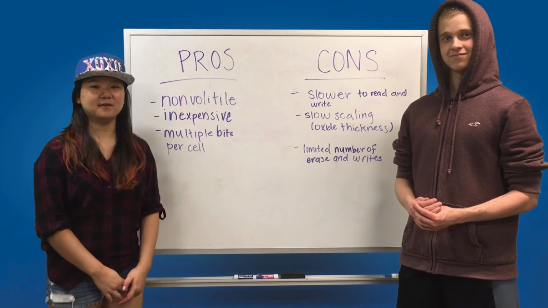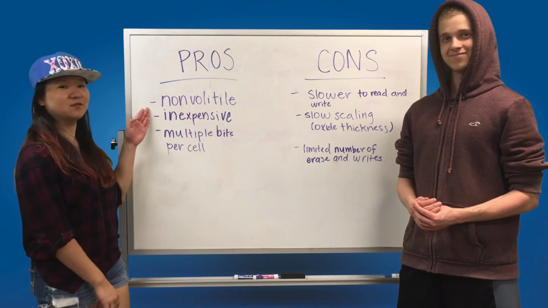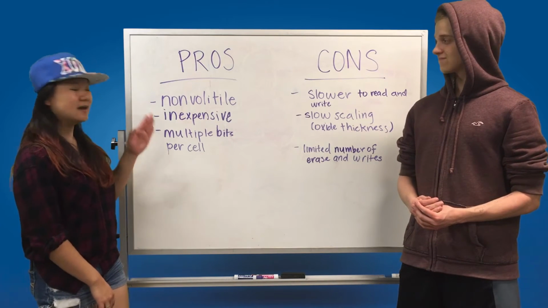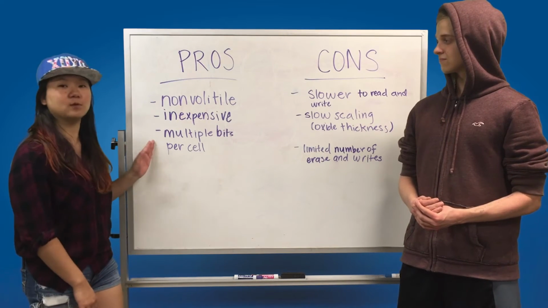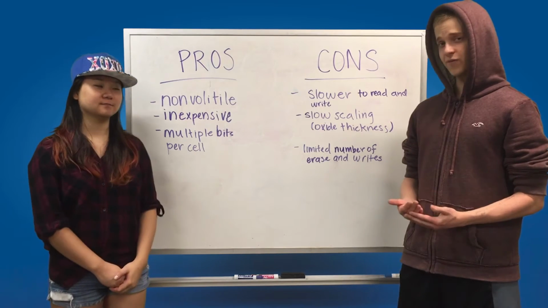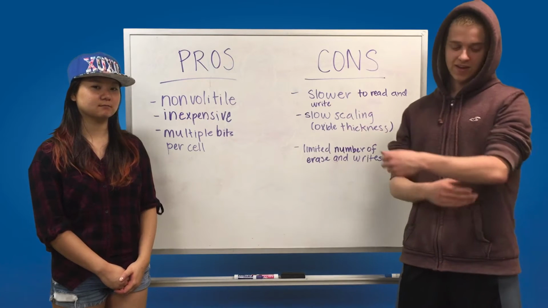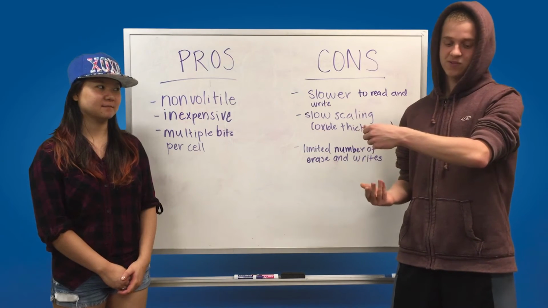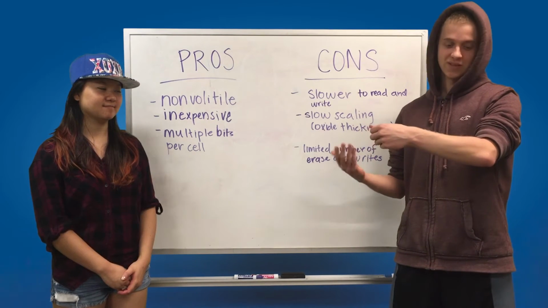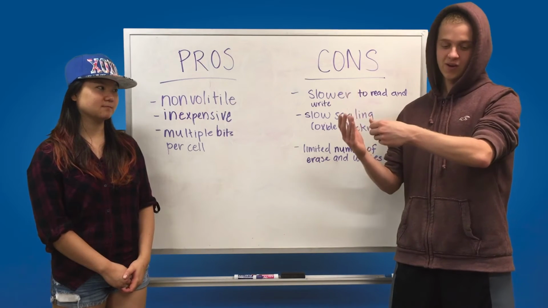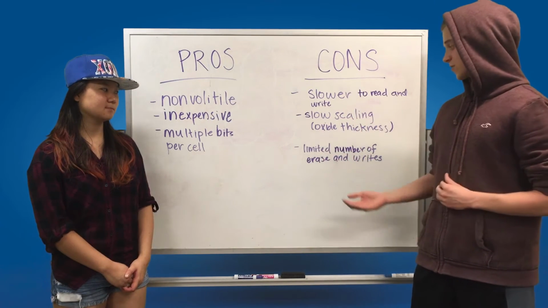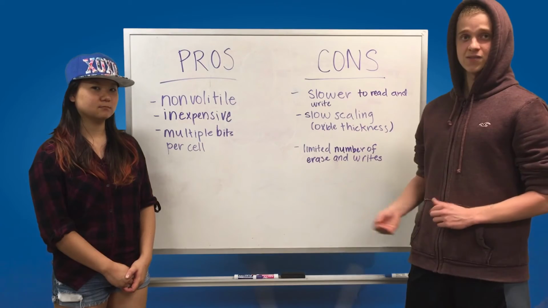Flash memory has the following advantages. It is non-volatile due to its use of the hot electron effect. It is also inexpensive and can store multiple bits per cell. However, flash memory has the following cons. It is slower to read and write, and it has slower scaling because in a thin oxide, electrons will tunnel from substrate to the floating gate when they're not supposed to. It also has a limited number of erase and writes.